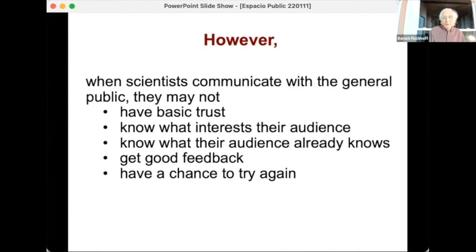However, when scientists communicate with the general public, they may not have that basic trust. They may not know what interests their audience. They may not know what their audience already knows. They may not get good feedback because they're speaking at a distance. And they may not have a chance to try again. Once you lose people's trust, it's hard to get it back.